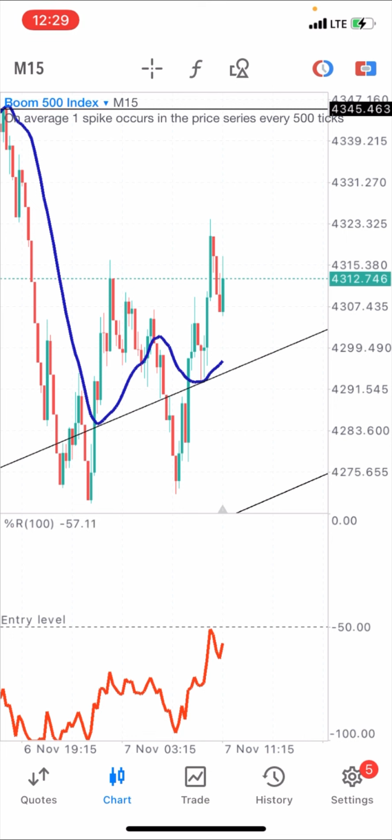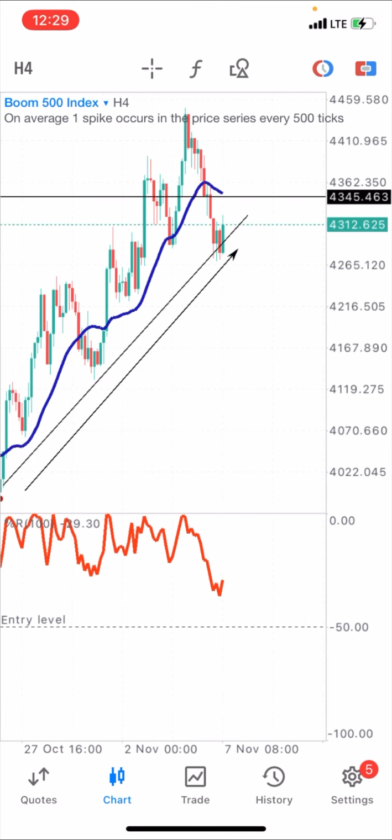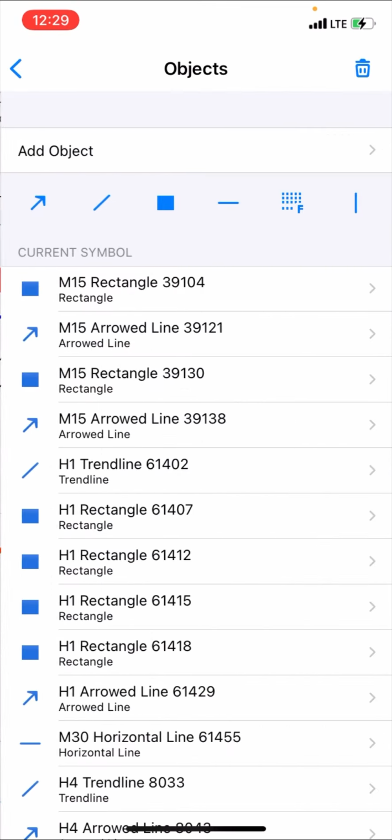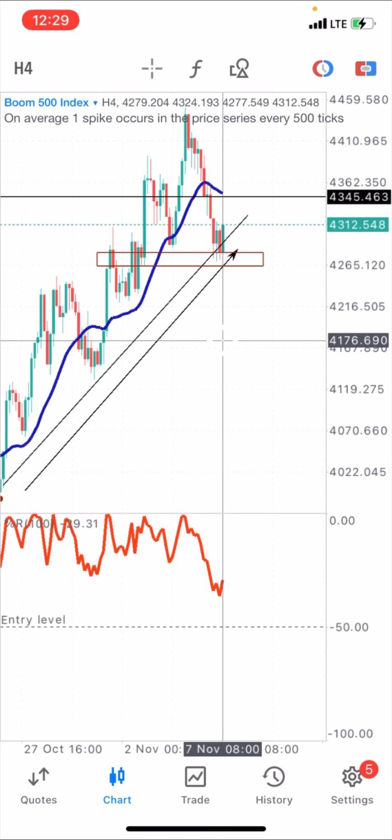Okay, so for you to be able to place good entries, for you to be able to find good entries, you need to be able to allow price to get to what we call the support level. All right, the support level is what you have seen on the 4 hours time frame here. This is where I would highlight a support level.